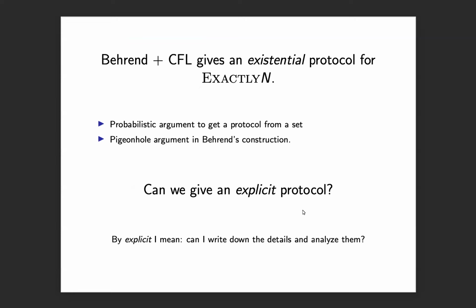What do I mean by it's an existential protocol? Well, there's two places where I don't actually know what the details are in this protocol. The first is, I mentioned before, there's this probabilistic argument that we need to use to get a protocol from a set. Perhaps a more difficult thing to get around is that there's this pigeonhole argument in Behrend's construction. So the question is, can we get an explicit protocol? And by explicit, I mean, can I get a protocol where I can write down all the details and analyze them?